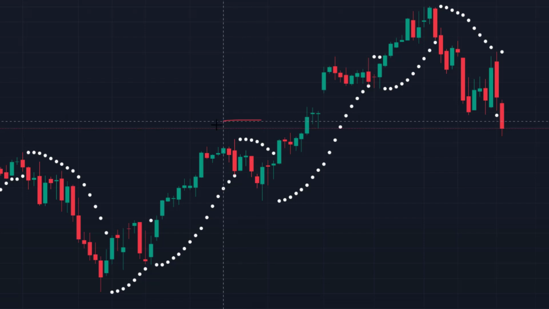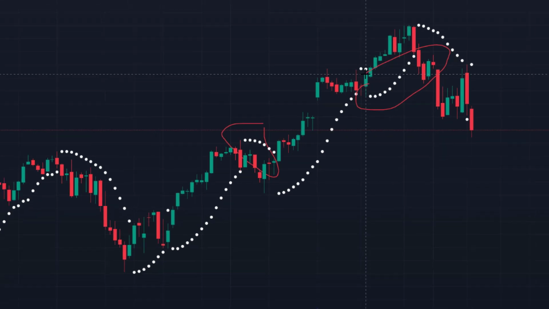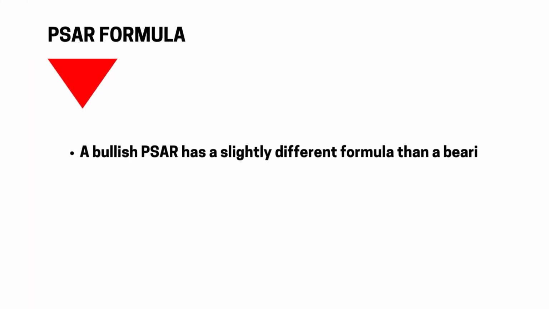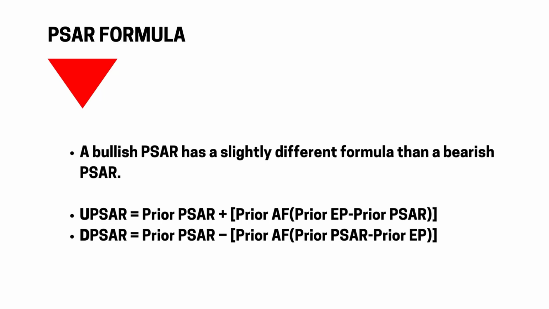Let's just draw it on. Look, there's a bearish Parabolic SAR setup. There's more of a bullish one there because it's below the data. So let's have a look at the formula first. For those of you good at programming or who want to understand how it works, this is how the nuts and bolts get put together. Note also the bullish, the up PSAR has a slightly different formula to the bearish PSAR, so bear that in mind.